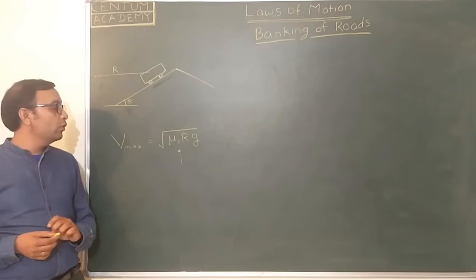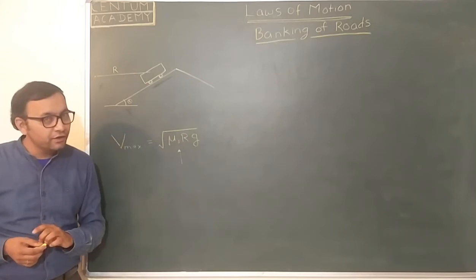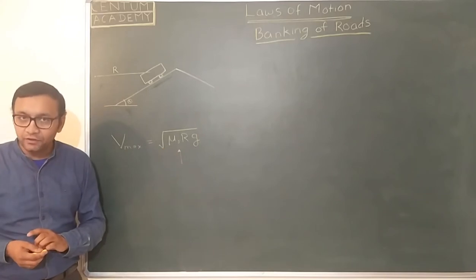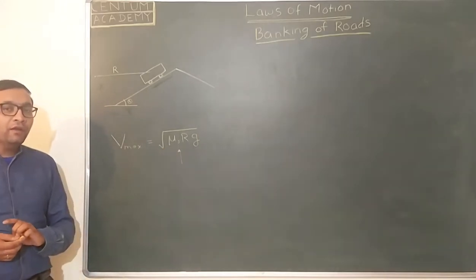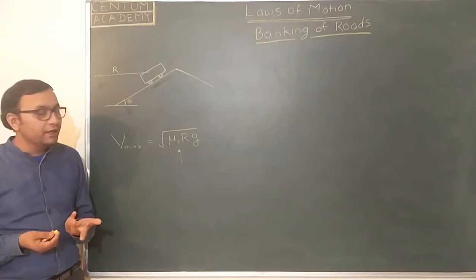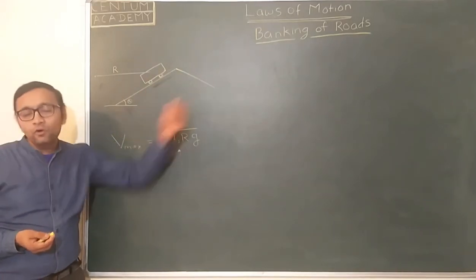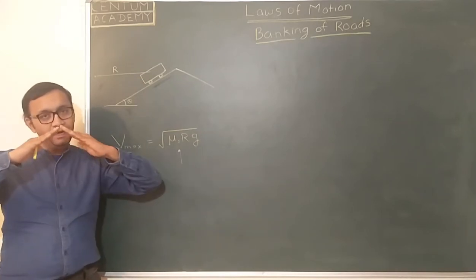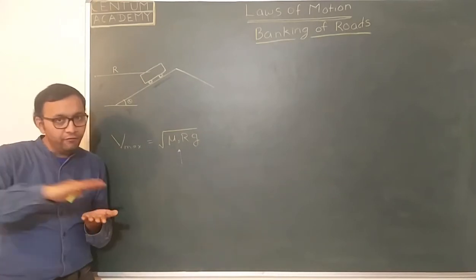Now you can't change the coefficient of friction, right? You want the radius to be that only, and g is anyway fixed. So one way to increase the maximum velocity without skidding is to bank the roads. Banking the road means that roads are inclined like this. They are not flat.